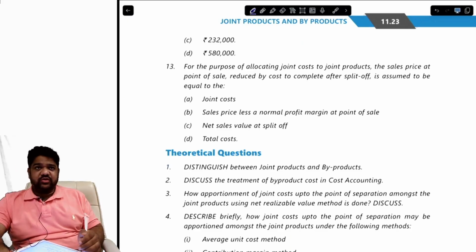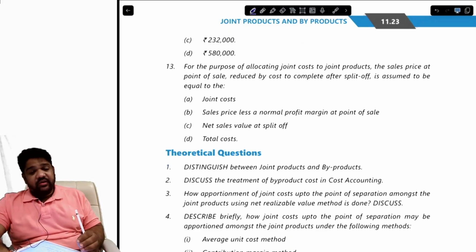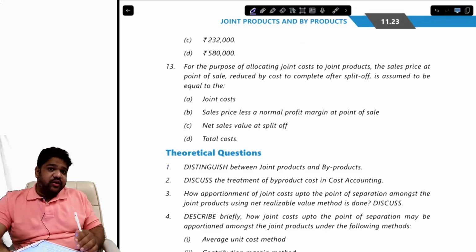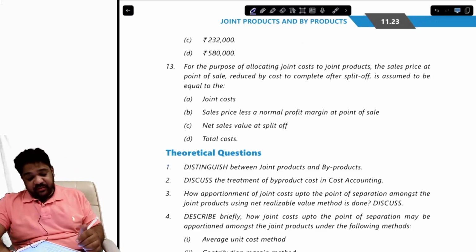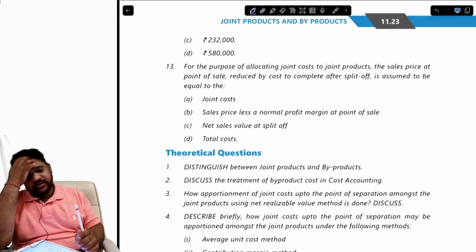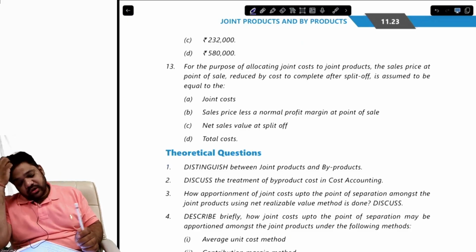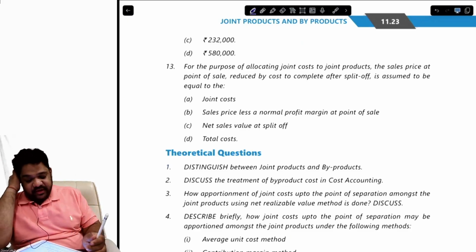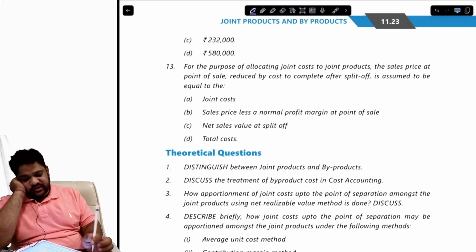Let's say joint cost. No, we have a profit element yet. You are selling it at selling price. So when you reduce only the cost, there is a profit element in it too. So it can't be joint cost. Sales price less a normal profit margin at the point of sales. No, but then you have reduced the cost to complete after split off. You have reduced the further processing cost also.